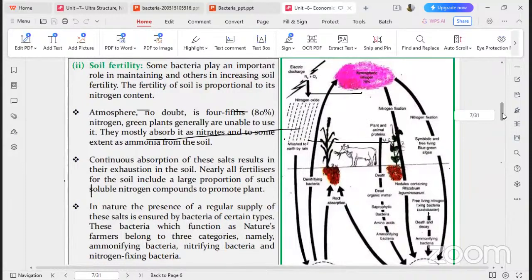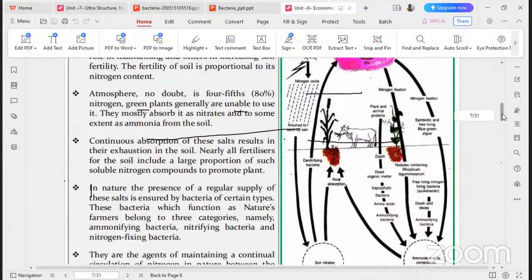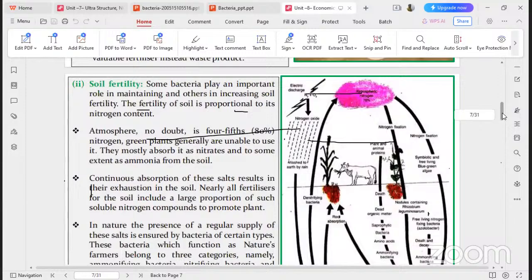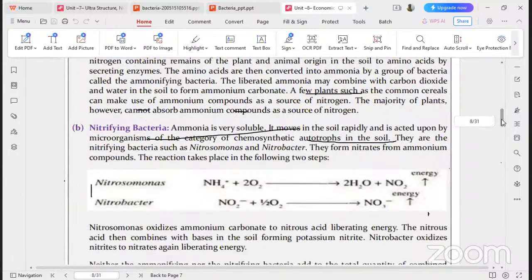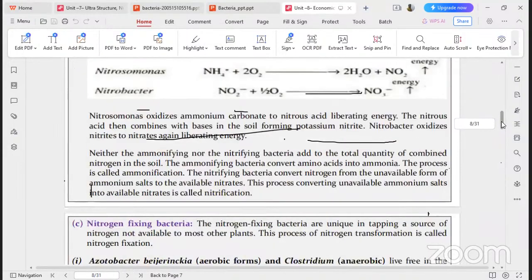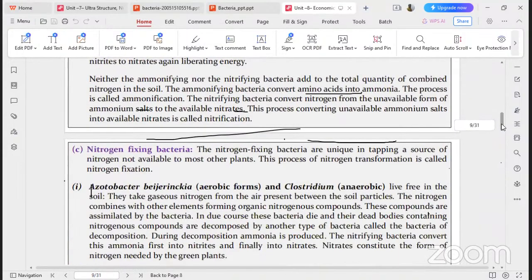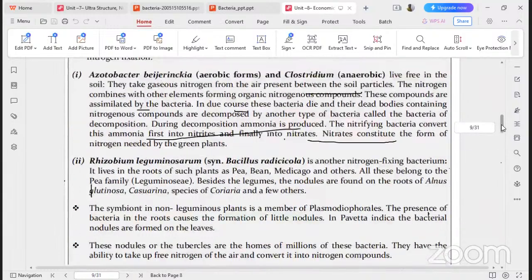Soil will be fertile. Bacteria play a role in the carbon cycle, nitrogen cycle, and phosphorus cycle, and also ammonifying bacteria, nitrifying bacteria. We already studied Nitrosomonas and Nitrobacter, nitrogen fixing bacteria. Azotobacter is aerobic and autotroph, that means it is not depending upon others. It is non-symbiotic aerobic bacteria, Azotobacter.